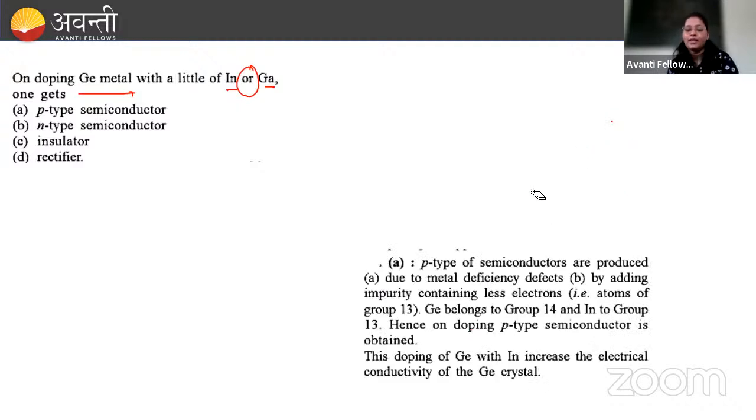Okay, so here what will be the answer? P-type semiconductors are formed when doped due to what? Metal deficiency defects by adding impurity containing fewer electrons. Germanium belongs to group 14 and indium to group 13, and hence doping of this type will give P-type, because holes will be created here. And this type of doping will be giving us what? P-type semiconductor, because group 14 was doped with what? With 13. Group 14 germanium, indium is what? Group 13, and that's why our answer will be what? P-type semiconductor, right? Any doubt in this?